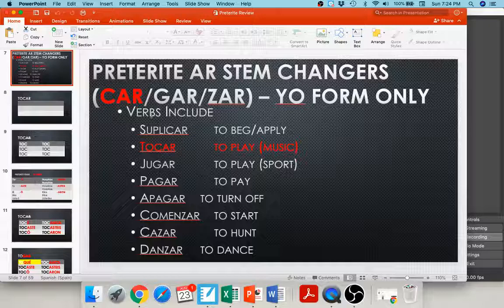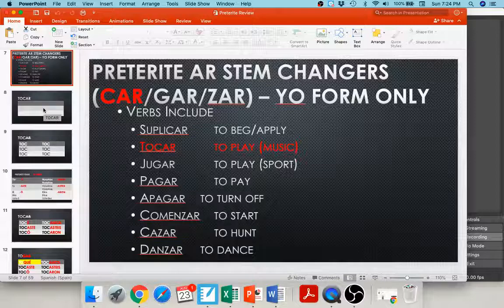We have suplicar, which is to beg, tocar, to play as in to play music, jugar, to play as in to play a sport, pagar, to pay, apagar, to turn off, comenzar, to start, cazar, to hunt, and danzar, to dance. These are your commonly used car, gar, zar verbs.